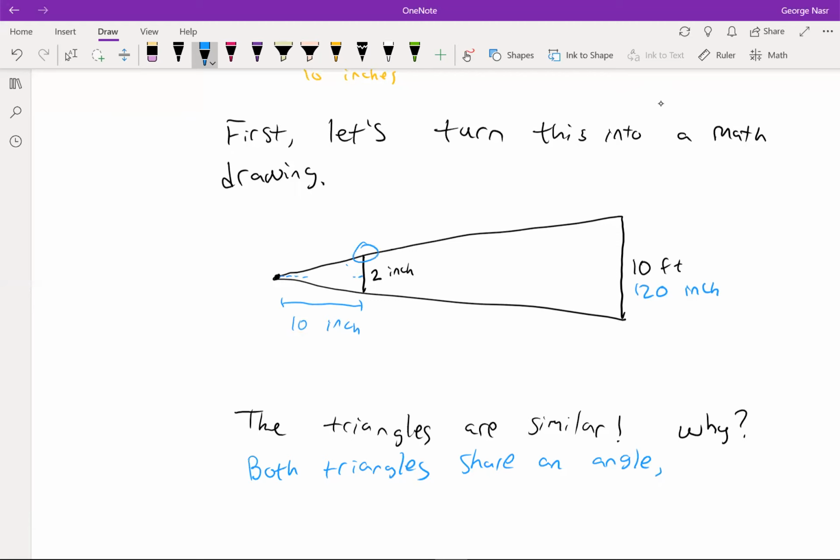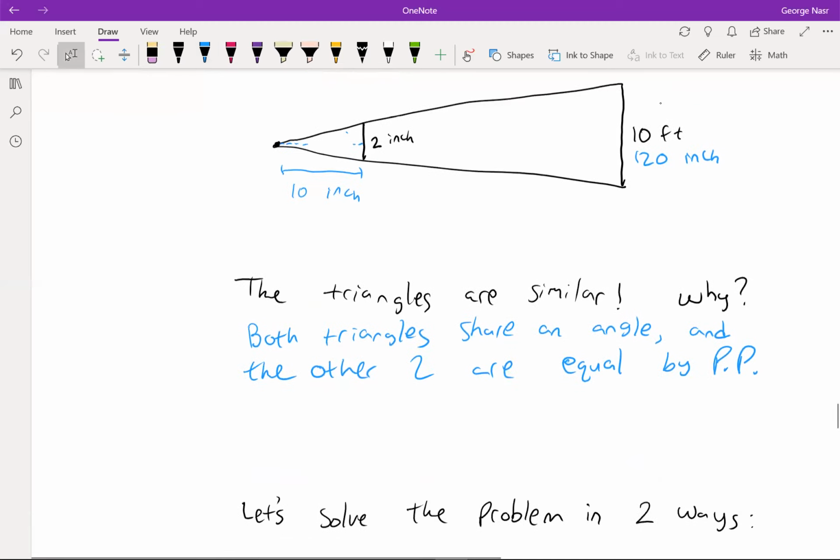So what about these other two angles? This is the sentence that I'd like you to write when you are solving similar problems like this on the homework. And the other two are equal by parallel postulate. But what do we need to be assuming in order to use parallel postulate? Assuming the thumb is parallel to the light post.